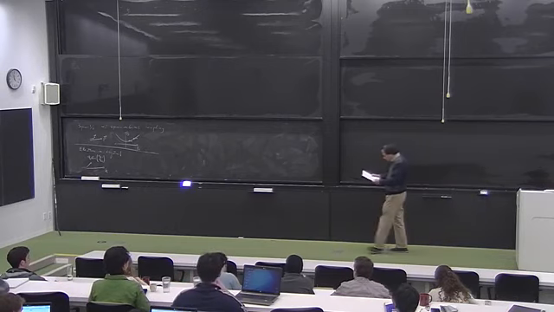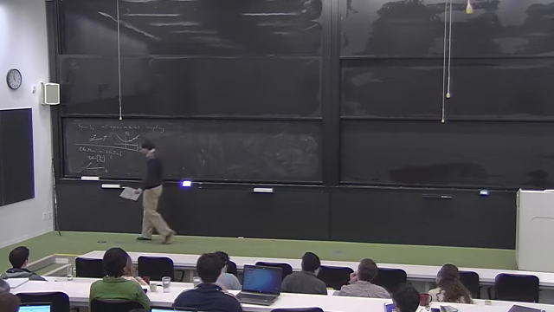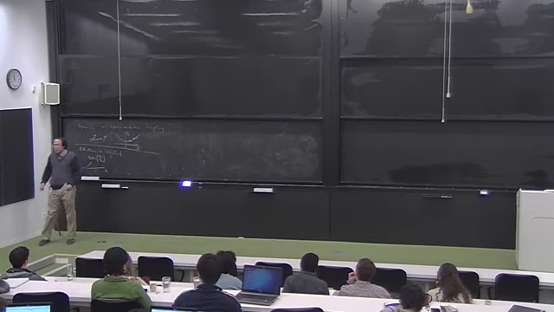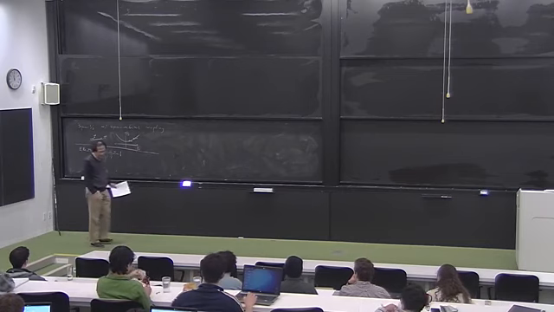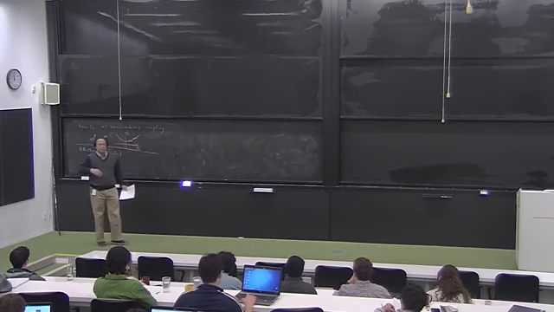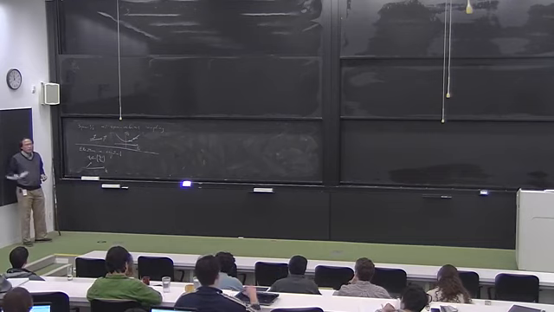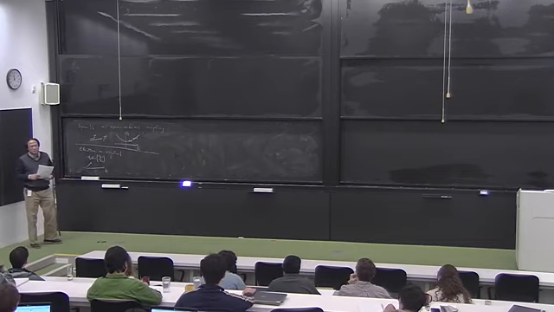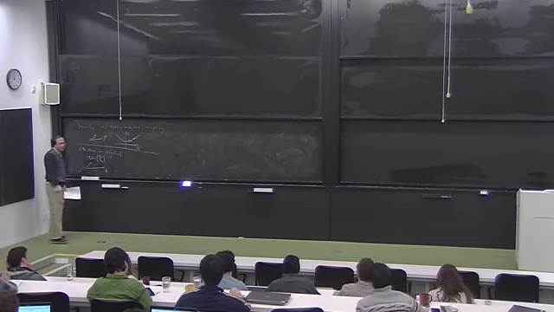So let me try to review a little bit what we did in last class. Maybe the key point in the last class can be explained in a simpler situation, which is described by this homework problem. So let's describe this homework problem a little bit.